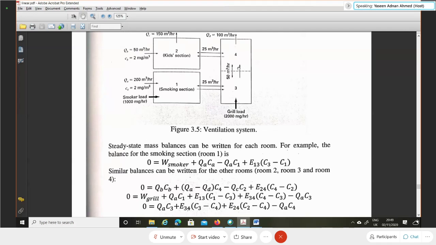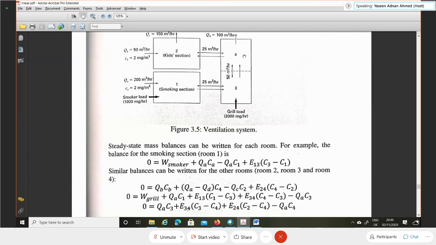And what else? Here you have this exchange between 3 and 4, so that's why we have this part. And this one is also going out. So this is QA, QA, QA, and it is going out, right? So there should be a minus QA multiplied by C3.